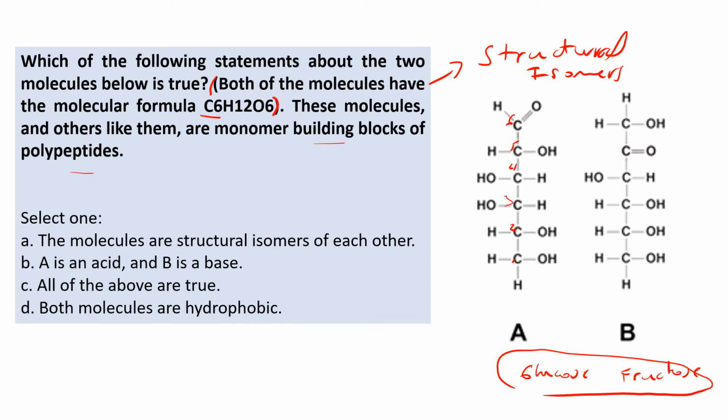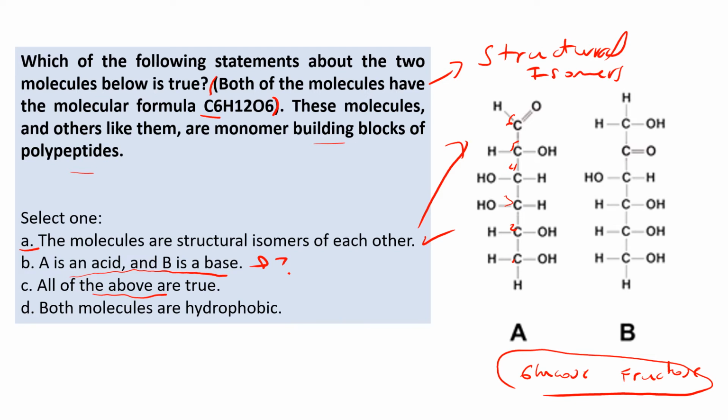So first of all, these molecules are structural isomers of each other. That is question number 8. As we said, this is correct. A is an acid and B is a base: there is no indication that this is true, and they are not talking here about the concentration. So there is not enough information to clearly say that. All of the above is true.